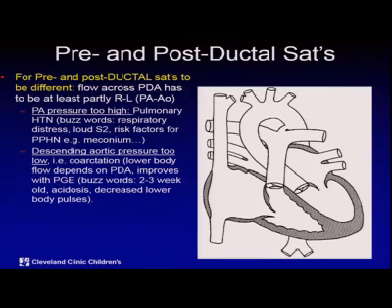If it's all left to right shunting through the ductus, why would the SATs here be different than the SATs here? It's only if the lower descending aorta is being contaminated, so to speak, by right to left shunting that you will have a difference between the upper and lower SATs. So when do you have right to left shunting across the PDA? Well, 2 conditions mainly: if the PA pressure is too high or the descending aortic pressure is too low. That's what will give you right to left shunting across the PDA.